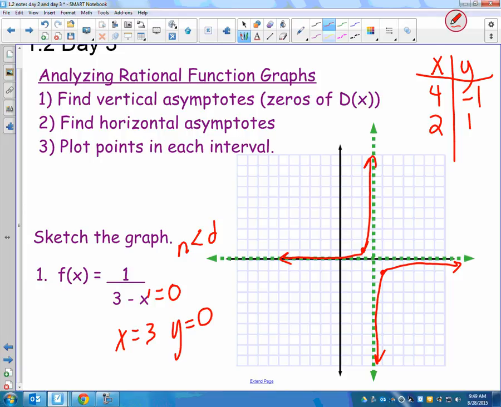It gets uglier when there's more than one vertical asymptote. All right, so let's look at one of those, and then I'm going to give you 4 problems to do for homework. Questions on that?